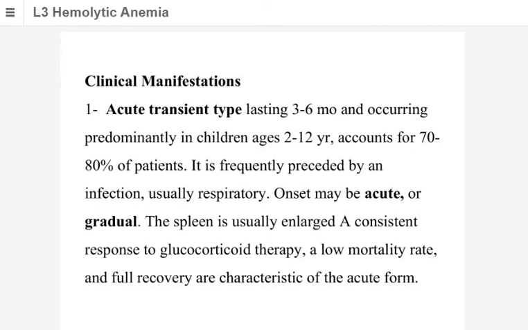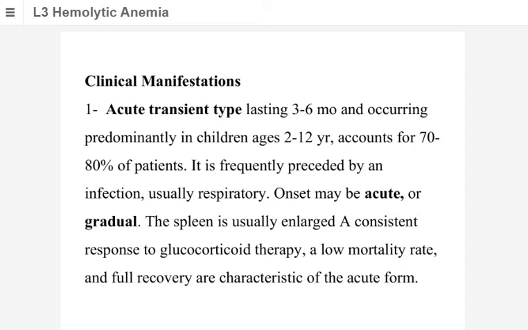If there is a cause like drugs or any other disease, it is secondary. Clinically, first of all, it can present as an acute transient type lasting 3 to 6 months and occurring predominantly in children aged 2 to 12 years, accounting for 70 to 80% of patients. It is frequently preceded by infection, usually respiratory. Onset may be acute or gradual. The spleen is usually enlarged. There is a consistent response to glucocorticoid therapy. A low mortality rate and full recovery are characteristic of this acute form.